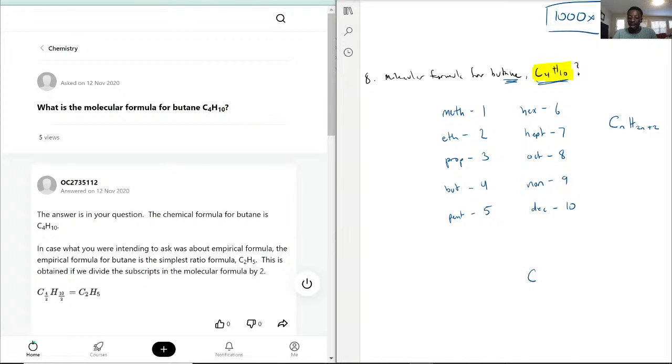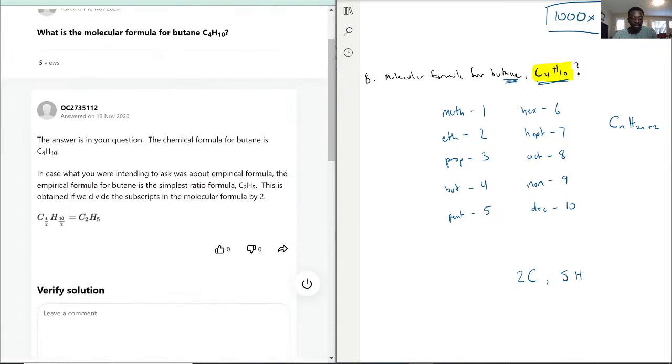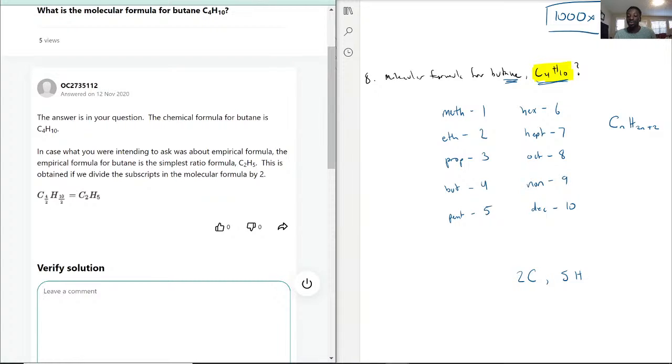So for every 2 carbons, there's 5 hydrogens. We don't know how many carbons there are. We just know that for every 2 carbons, there's 5 hydrogens, okay? So exactly, the simplest ratio formula. But that would be for the empirical formula. Here, it was asking for a molecular formula. And although it did give us the answer, the important thing is to memorize this chart here and this equation here to also find out how many hydrogens you have. All right, so let's now move on to question 9.